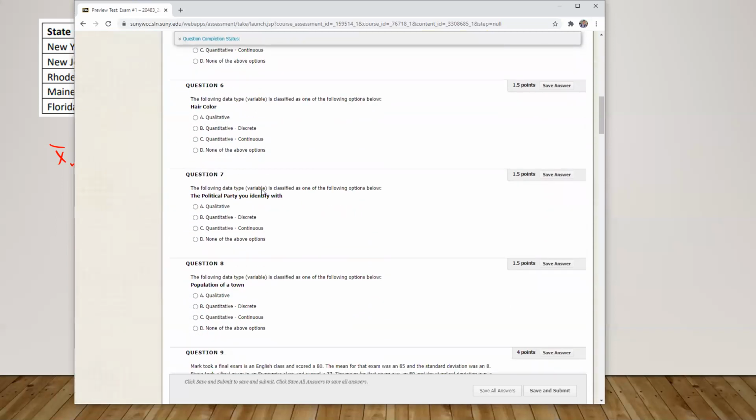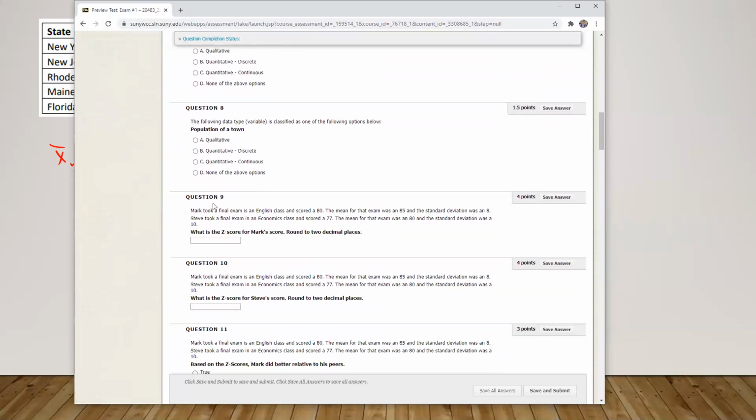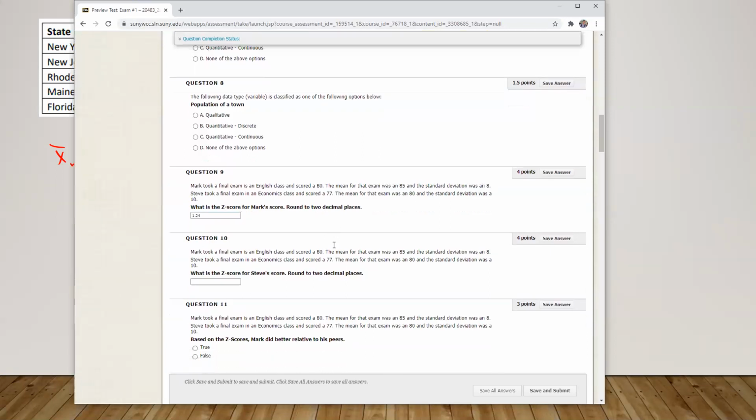Problems that ask you to input a number, okay? Like question 9 asks a Z-score problem, okay? You'll notice it says round to 2 decimal places. Okay, so you'll put in like 1.25. I don't know if that's the answer, by the way. And then you click save answer. To alleviate some stress, I built in a tolerance here. So if you actually rounded wrong and put in like 1.24, it'll still accept the answer. So don't stress about that.